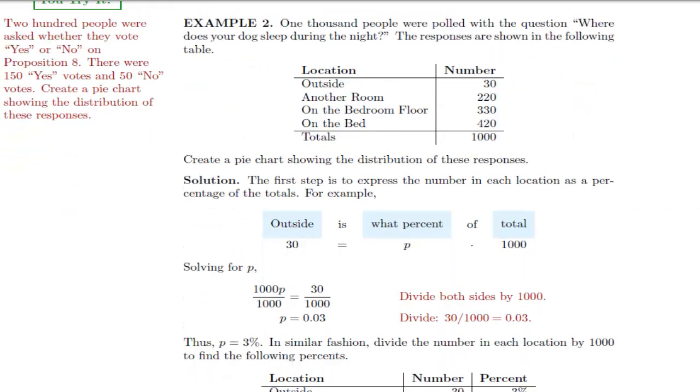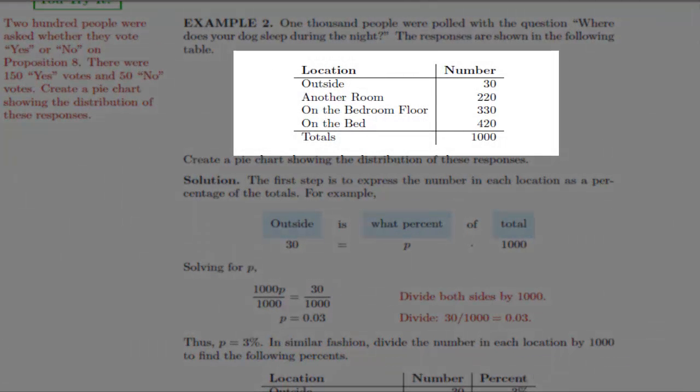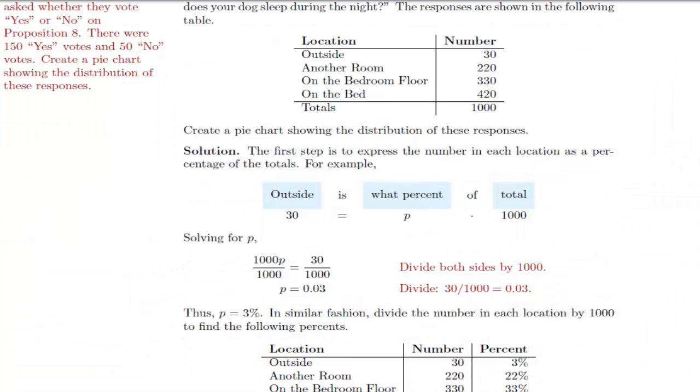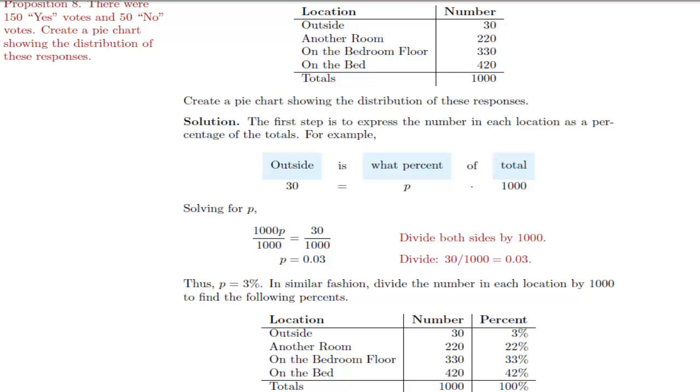Example 2. 1,000 people were polled with the question, where does your dog sleep during the night? The responses are shown in the following table. Create a pie chart showing the distribution of these responses. Solution. The first step is to express the number in each location as a percentage of the total.